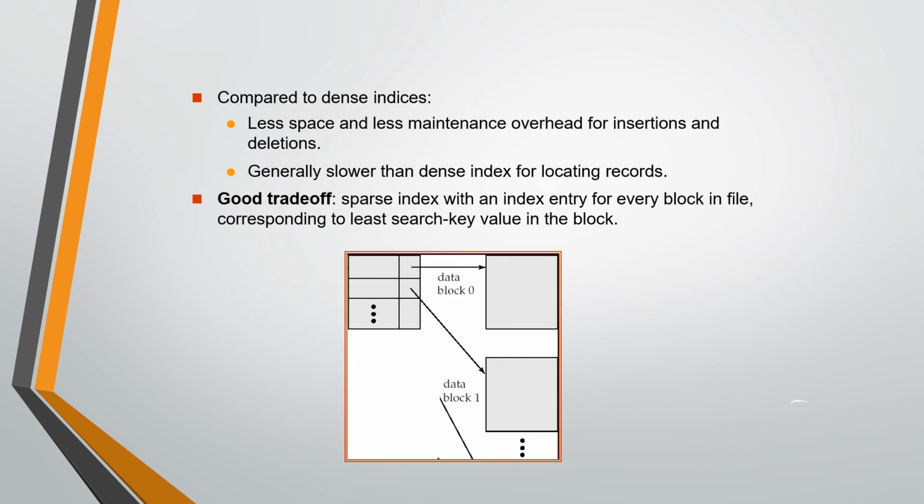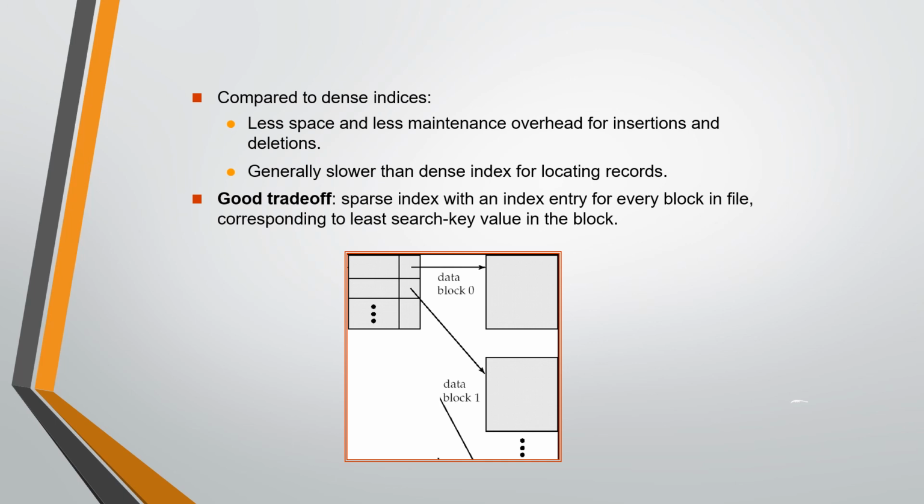Compared to the dense indices, the sparse index takes less space and has less maintenance overhead for insertion and deletion, but it is generally slower than a dense index for locating records. So these are the differences between the dense and sparse index. The sparse index consumes less space and less maintenance overhead for insertion and deletion, and also the sparse index is generally slower than dense index.